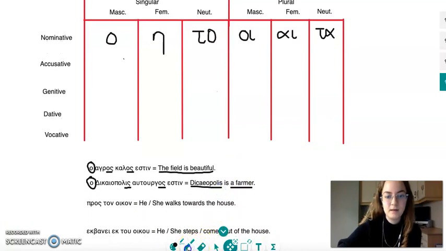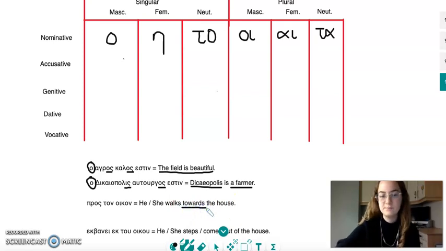So here's our sentence. He or she walks towards the house. Towards shows the motion, which tells us it's accusative. And in Greek, towards is pros. That's our preposition. And so our accusative word is the house.